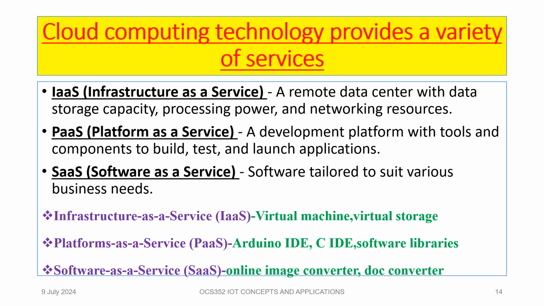Cloud computing technology provides a variety of services: infrastructure as a service, platform as a service, and software as a service. Infrastructure as a service is a remote data center with data storage capacity, processing power, and networking resources. Platform as a service is a development platform with tools and components to build, test, and launch applications. Software as a service is software tailored to suit various business models.